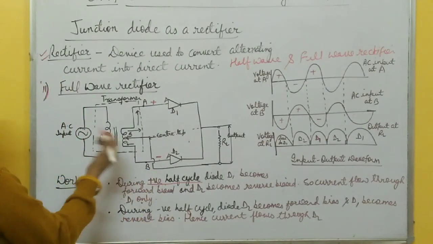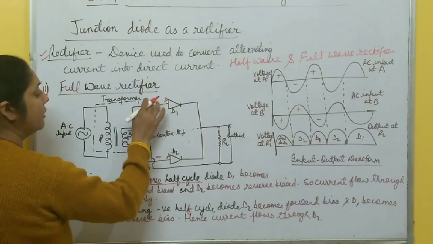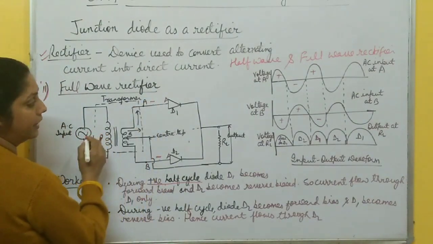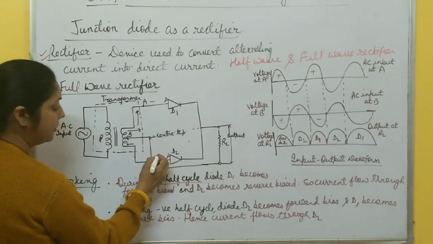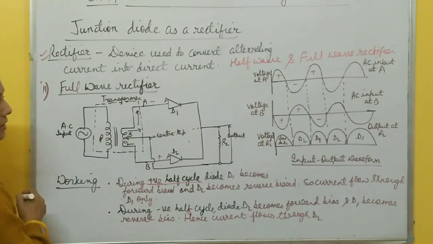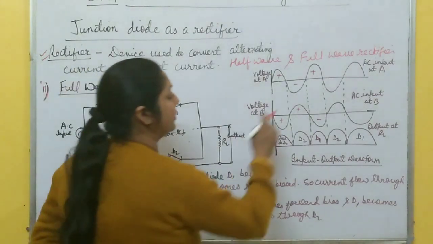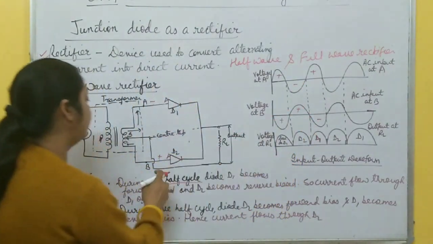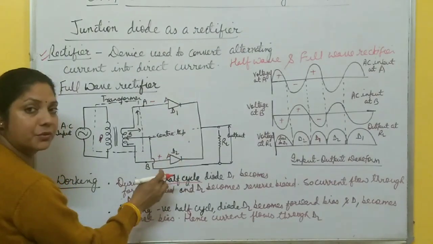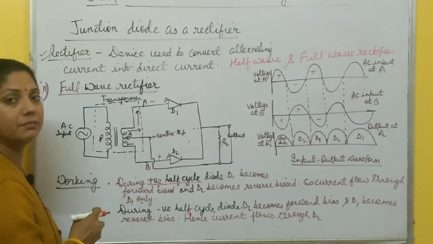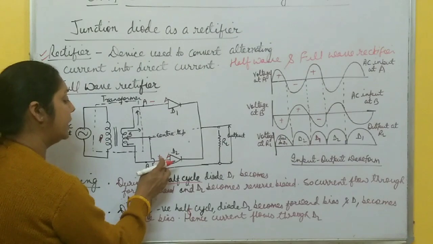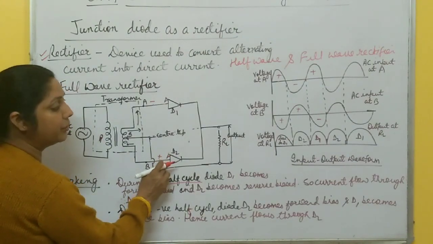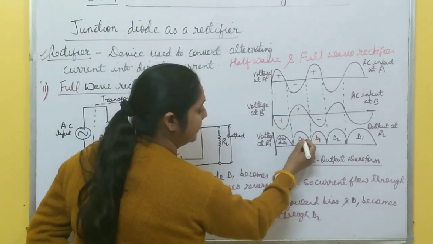Now next, during the negative half cycle, what happens? The end A becomes negative and the end B becomes positive, right? Now this time diode D2 becomes forward biased and D1 becomes reverse biased. So current only flows through D2 during the negative half cycle, right?